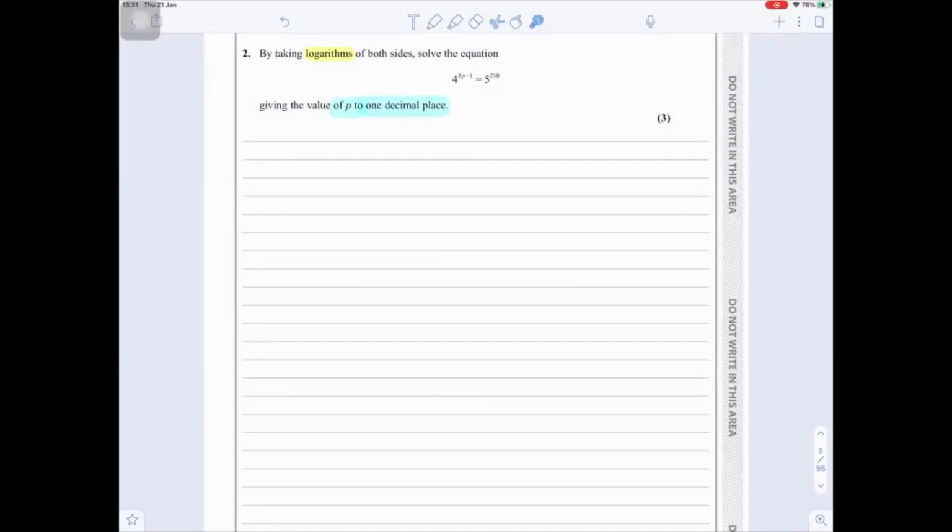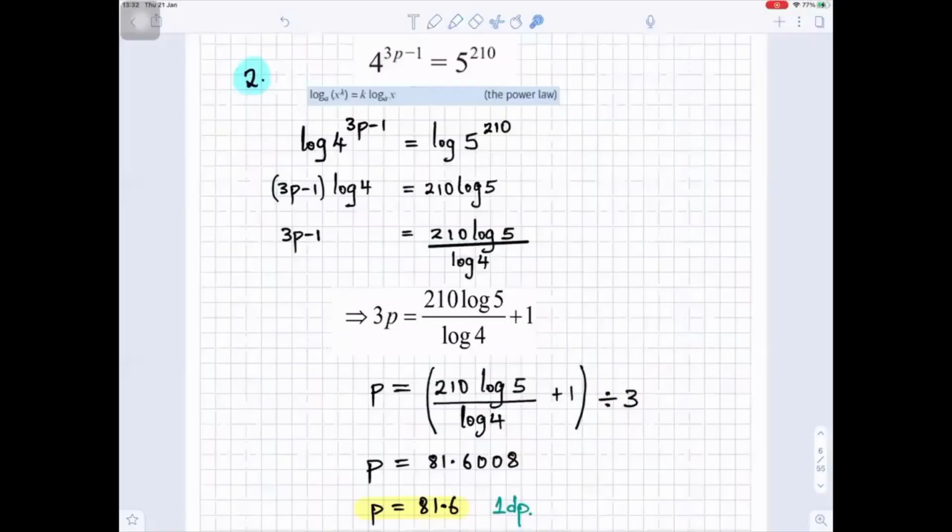Question number 2. By taking logarithms of both sides, solve the equation 4^(3p minus 1) equals 5^210, giving the value of p to 1 decimal place. To do question number 2, we're going to use the power to the front law: log of x to the k, base a, equals k log x to the base a. So the k comes in front.